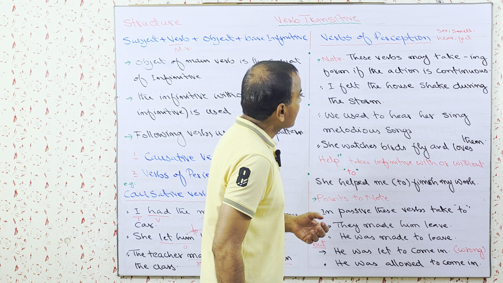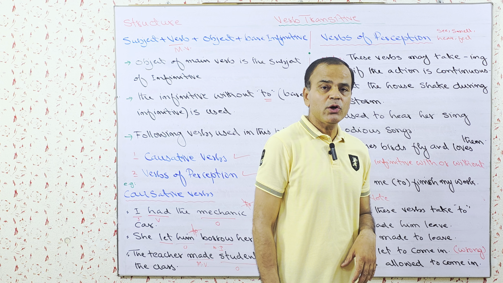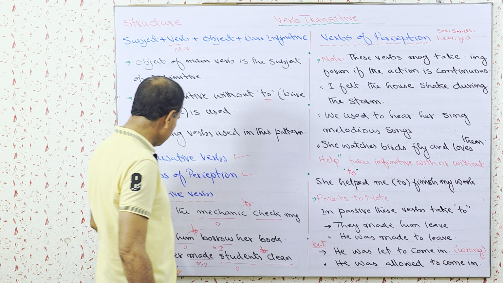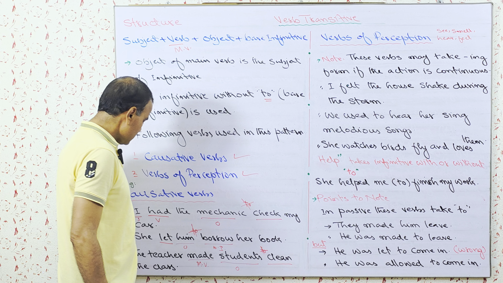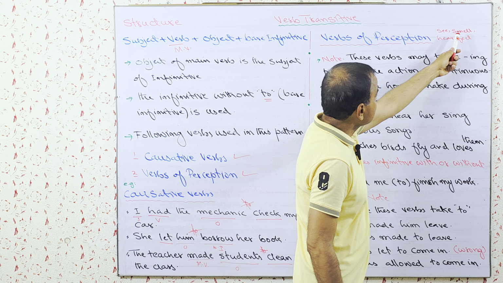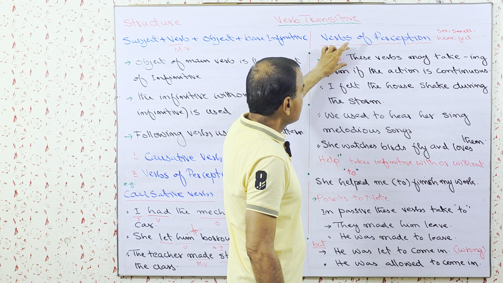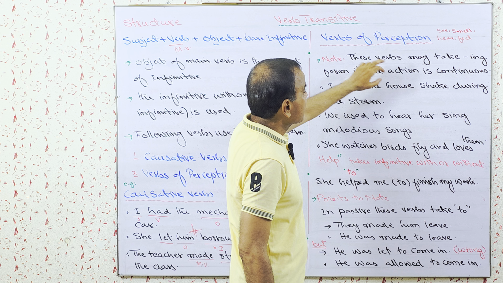Now we are coming to have a look at some of the examples which are made with verbs of perception. These are the examples which are made with the causative verbs and verbs of perception. Before talking about the examples, I would draw your attention to this note, that these verbs, meaning verbs of perception like see, smell, hear, feel, taste, etc., may take the ing form of the verb.